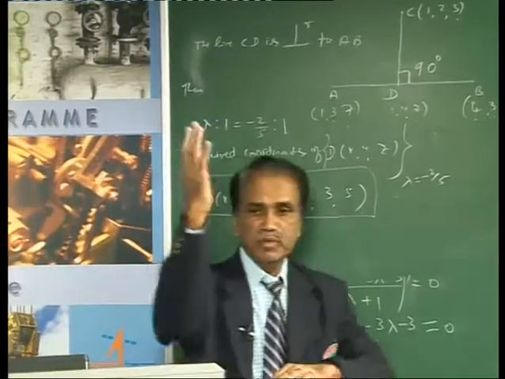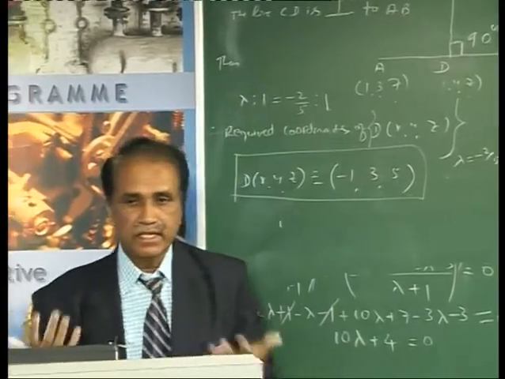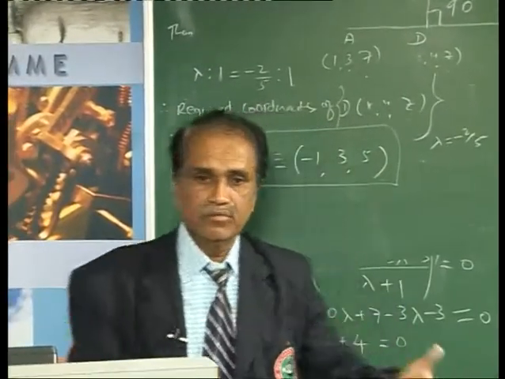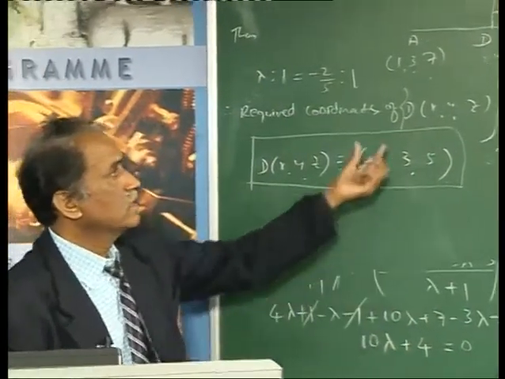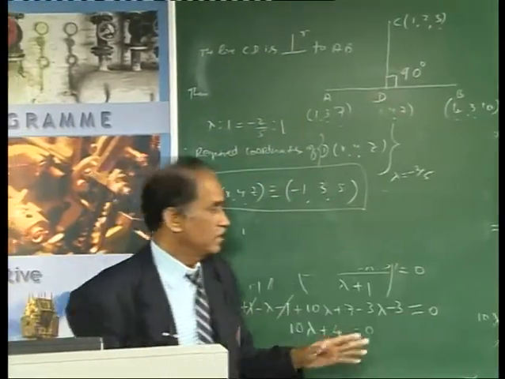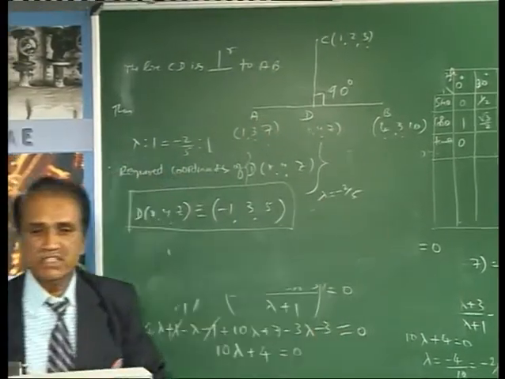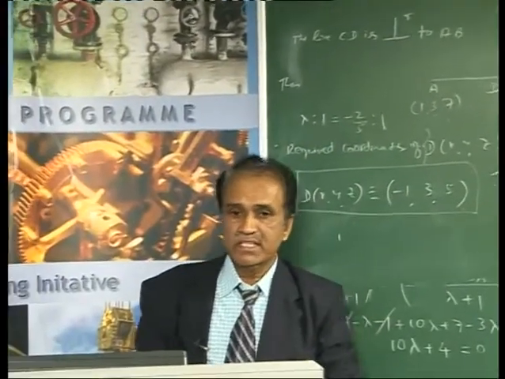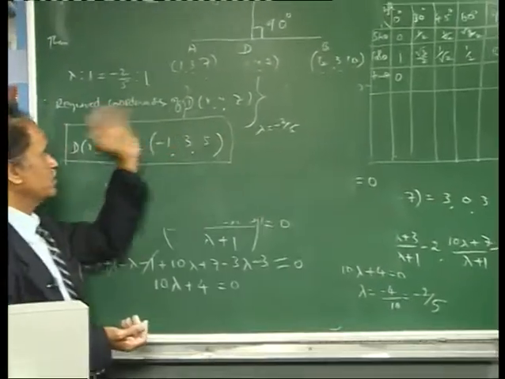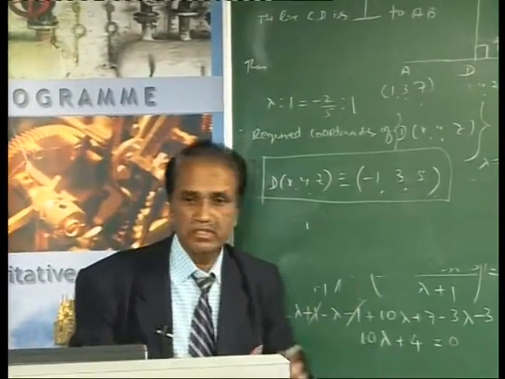That means when a line is perpendicular to the baseline, for the coordinates of the foot of the perpendicular, you need to calculate the direction ratios of the horizontal line and the direction ratios of the vertical line, representing arbitrary values x, y, z as coordinates of the foot of the perpendicular. Then we apply the condition, that is when the line is perpendicular to this one, cos 90 is equal to 0, then sum of the product of the direction ratios is also 0. With the help of that, you are able to calculate the value of lambda, and substituting back lambda equal to minus 2 by 5, you get the coordinates.